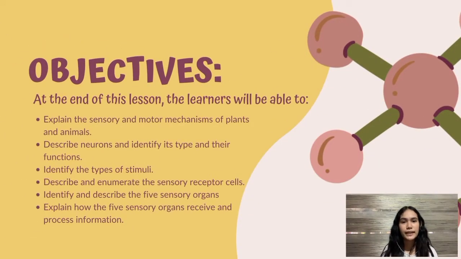At the end of this lesson, the learners will be able to explain the sensory and motor mechanisms of plants and animals, describe neurons and identify their types and functions, identify the types of stimuli, describe and enumerate the sensory receptor cells, identify and describe the 5 sensory organs, and explain how the 5 sensory organs receive and process information.